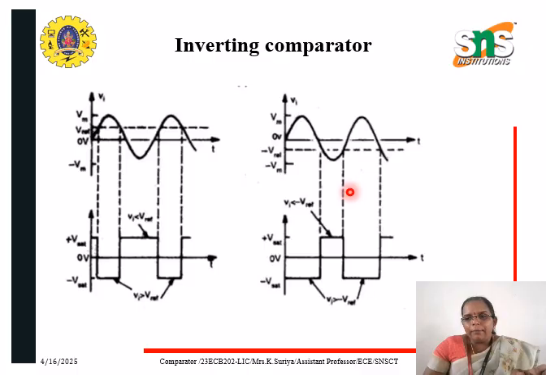In the second diagram, your reference voltage is negative voltage. So here also initially your input voltage is greater than your reference voltage. So your output is maintained in minus Vsat, and once the input voltage becomes less than the reference voltage, your output shifts from minus Vsat to plus Vsat. So this is shown in the diagram here.